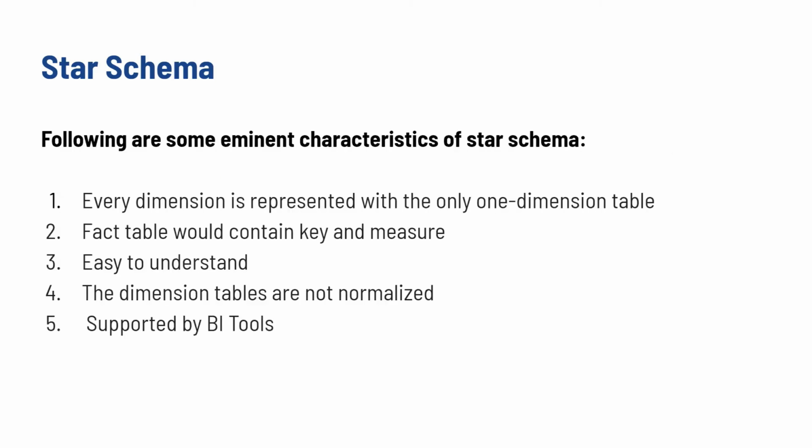Characteristics of star schema. Every dimension in a star schema is represented with only one dimension table. The dimension table should contain the set of attributes. The dimension table is joined to the fact table using a foreign key. The dimension tables are not joined to each other. The fact table would contain keys and measures. The star schema is easy to understand and provides optimal disk usage. The dimension tables are not normalized. The schema is widely supported by BI tools.